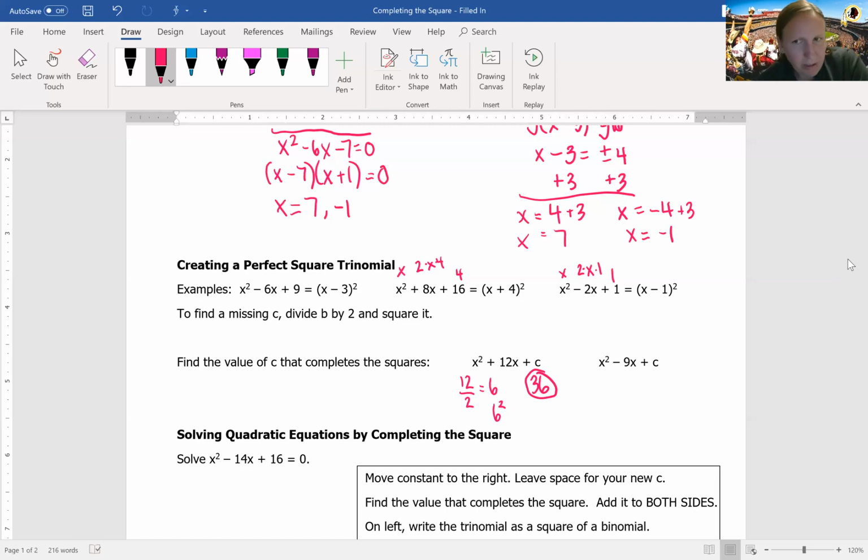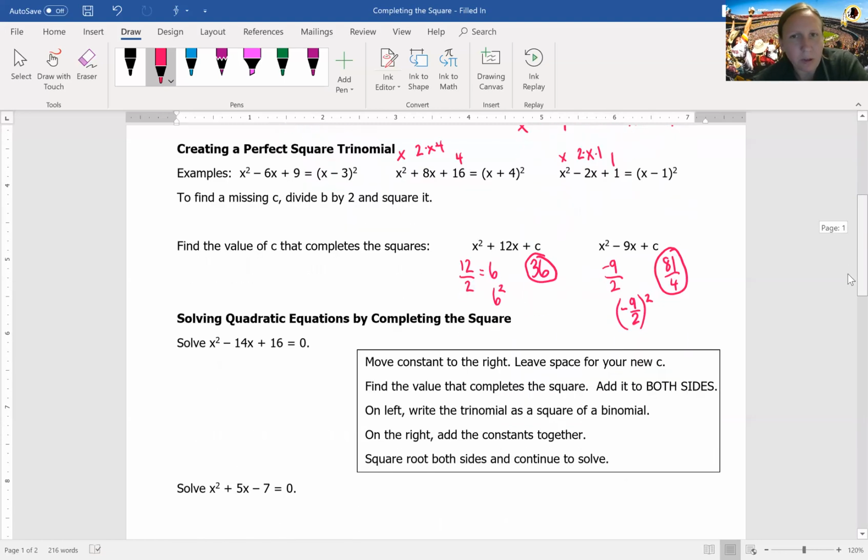For this one, it's not going to work out so nicely because it is an odd number, but it's still doable. We're going to take our -9, which is our b, divide it by 2, and then we're going to take -9/2 and square it, which means -9/2 times -9/2, and we get a c of 81/4. So it is possible that we will be dealing with some fractions here. It won't be that bad though. So now that we've figured out how to figure out the c, okay, let's actually solve some equations.